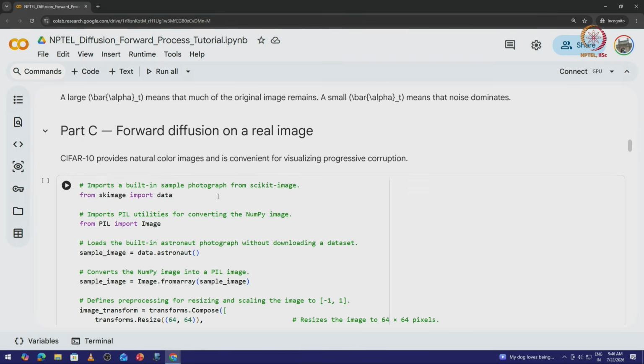So, the quantity of the original image that remains is defined by the alpha t bar that we defined earlier. Now, let us examine the forward diffusion process and implement it on a real image.